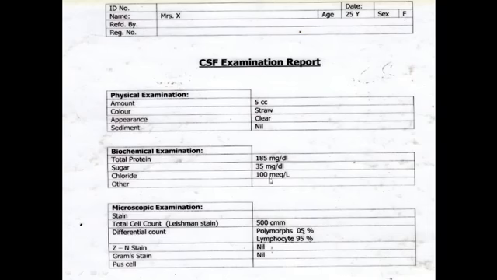And in case of viral, total protein will not be so high, only slightly increased, sugar almost normal, and in the differential count lymphocytes will be increased in case of viral disease. So I think it is very important for all of us to know data interpretation, like complete blood picture, hormonal report, CSF examination report.